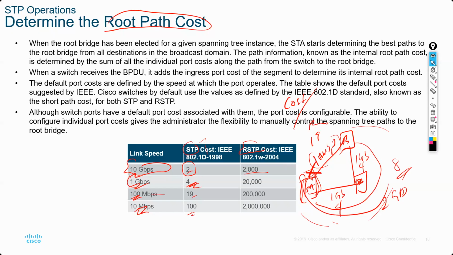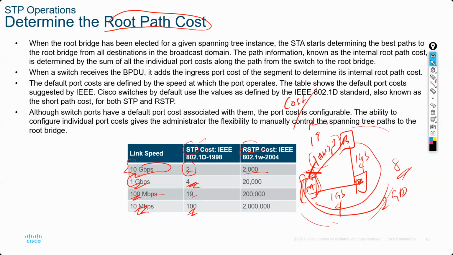10 Mbps, cost of 100. The lower the bandwidth, the higher the cost. So higher cost is not good. In fact, let me tell you something, guys. Everything about switch is low. Low is better. Lower MAC address, lowest cost. But the speed must be high. That is how the switch makes its decision.